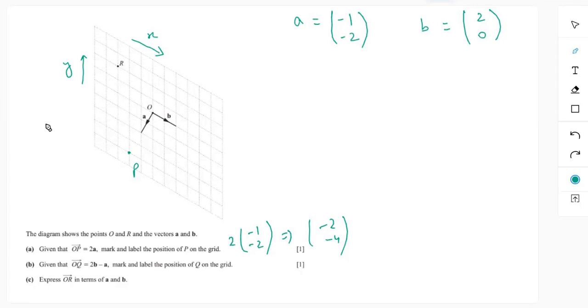What about Q now? Given that OQ is equal to 2B minus A, mark and label the position of Q on the grid. Again, graphically करना होता आप क्या करते हैं? You would go on the figure. 2B, B क्या है? O से start किया. ये 1 टाइम यहाँ पर आ गए. एक और दफा उधर चले गए. यहाँ पर आ गए. And then it's -A.